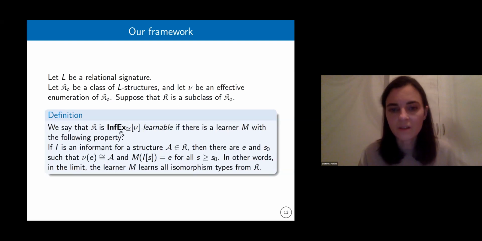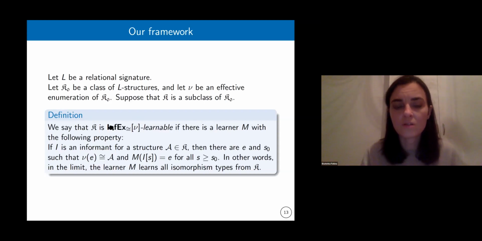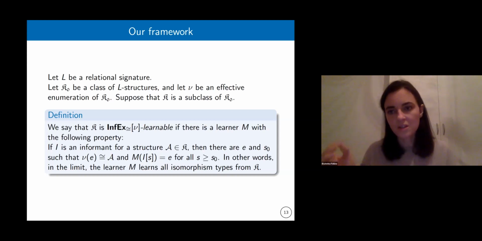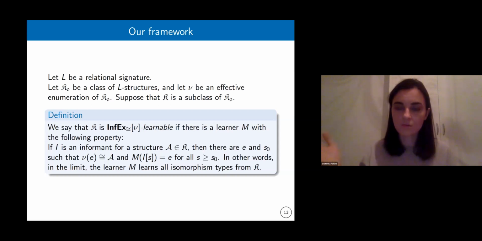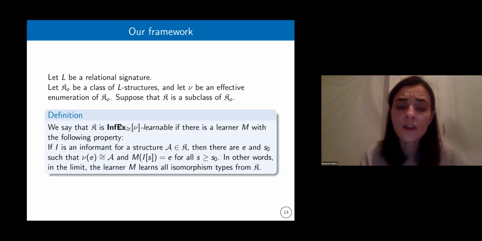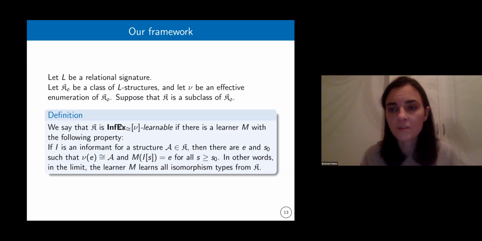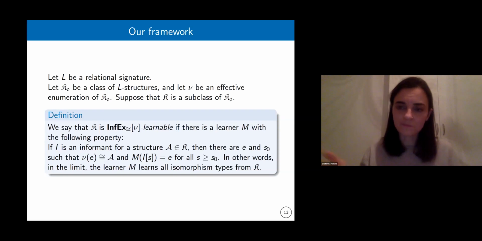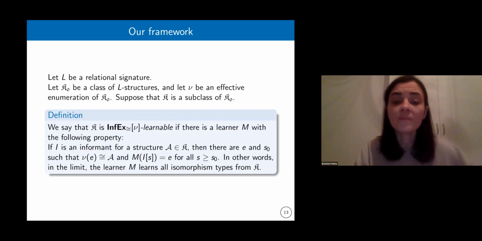So this prefix completely describes all these parameters that I said. Inf means learning from informant, meaning that we receive both positive and negative information. X stands for explanatory learning, meaning that from some point on, we really need to start outputting one and the same hypothesis to learn the class successfully. Another option would be, for example, BC learnability, when we are allowed to output possibly different indices, but all of them should correspond to the correct structure.